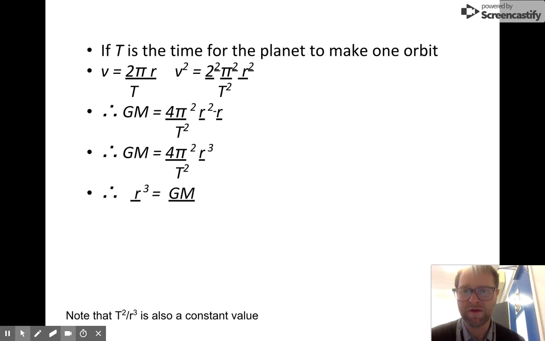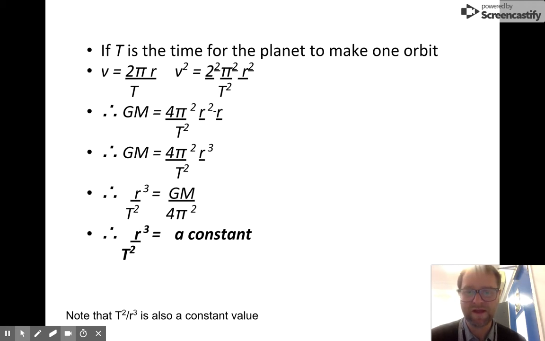And so what we can come out from here is that r cubed divided by the period squared is equal to a constant. And this constant value is really, really crucial. So if r cubed over T squared is a constant, that is a big finding. That is our key feature of orbital motion.